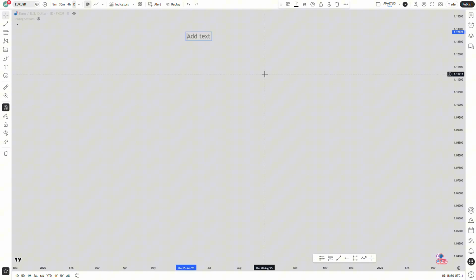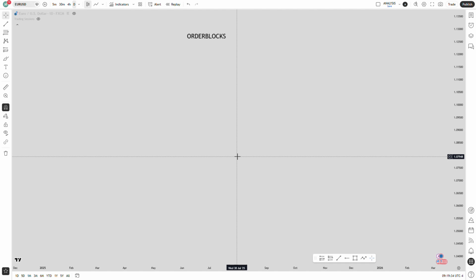What are order blocks? Order blocks are zones on a chart where big institutions like banks, the hedge funds, and large players place large buy or sell orders, and those orders cause price to move in a very drastic manner. So in simple terms, an order block is the last candle before a strong move up or down. Now let's do an illustration of what I'm talking about.